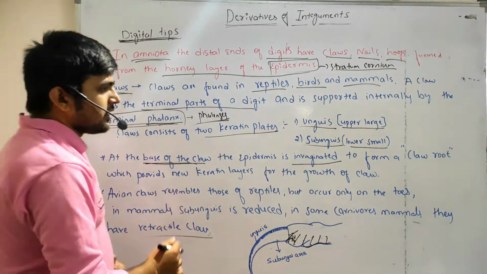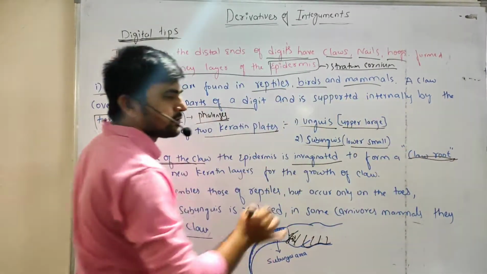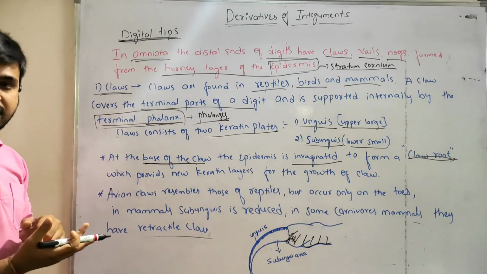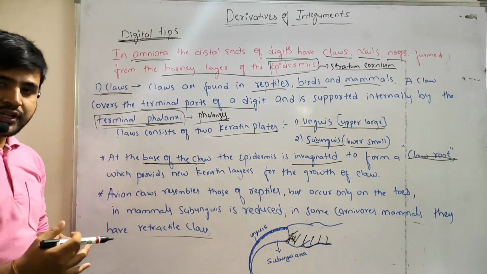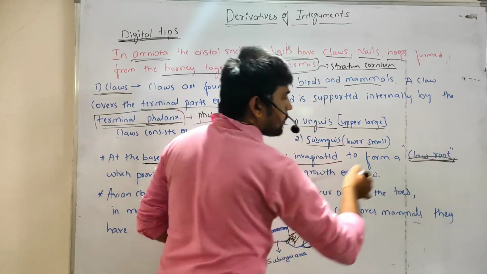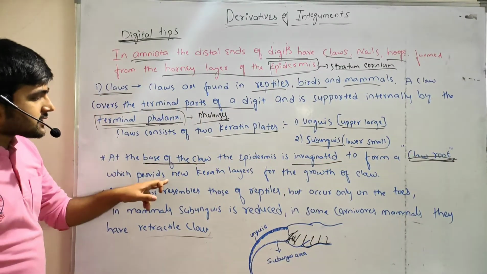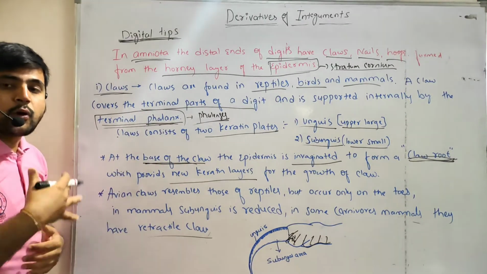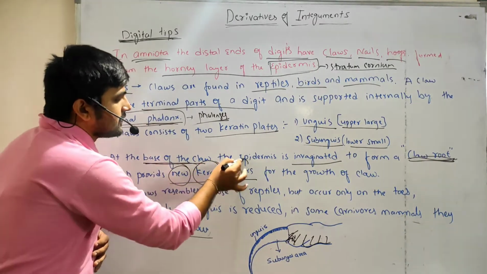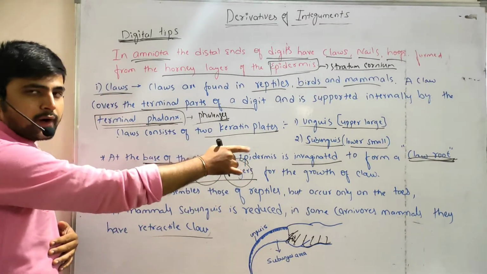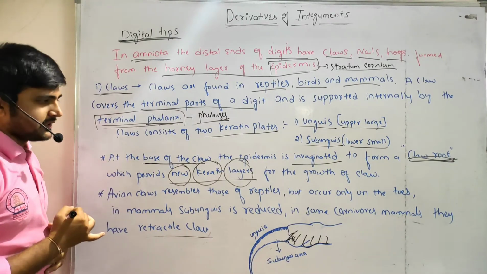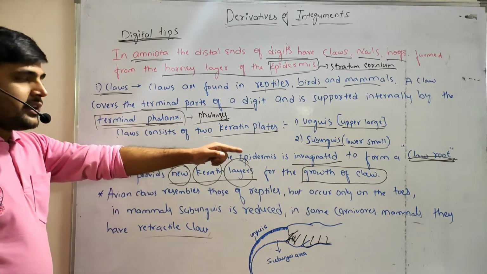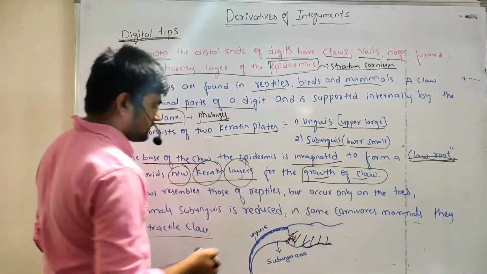Why is it so? To form a claw root, the epidermis will invaginate to form a specialized structure, which is nothing but the claw root, and which provides a new keratin layer. This claw root will help in providing the new keratin layer. That is the point where new keratin originates, for the growth of the claw. So this helps in the growth of the claw, right?